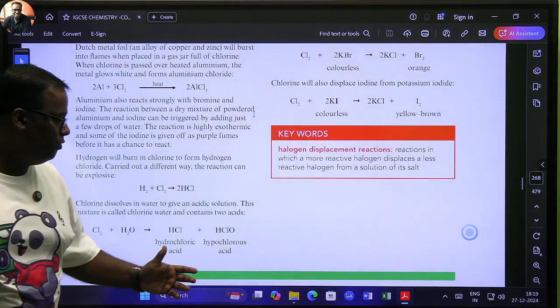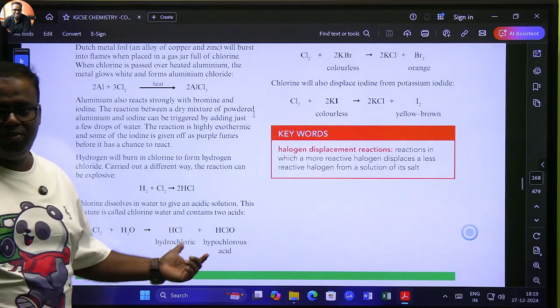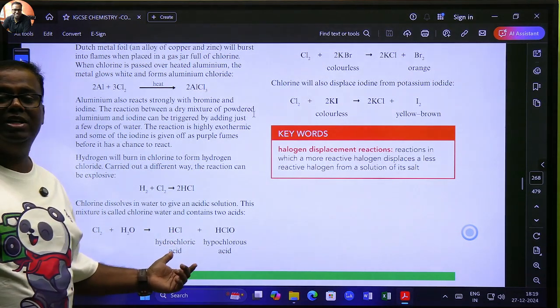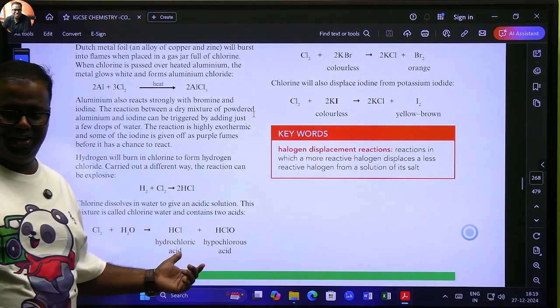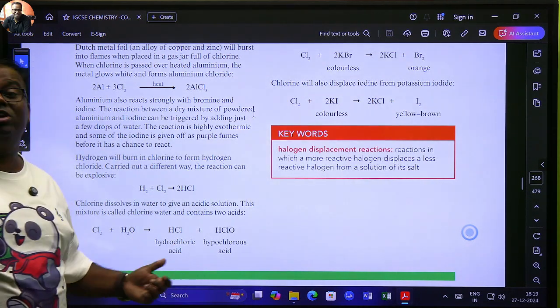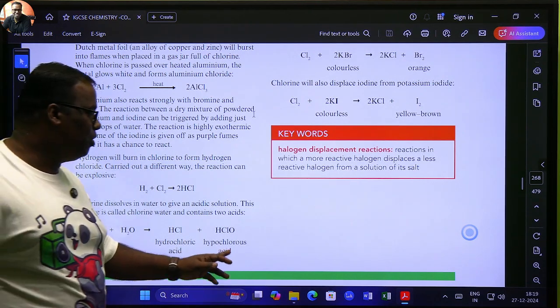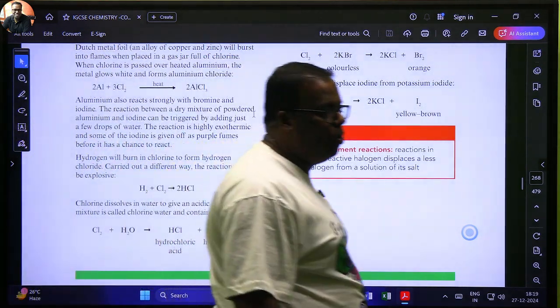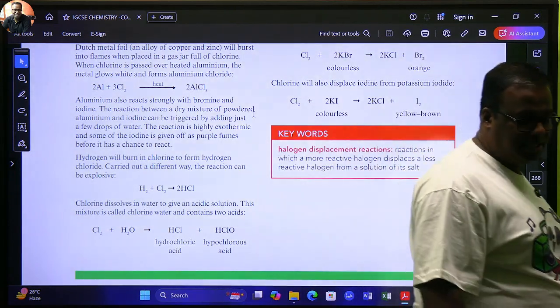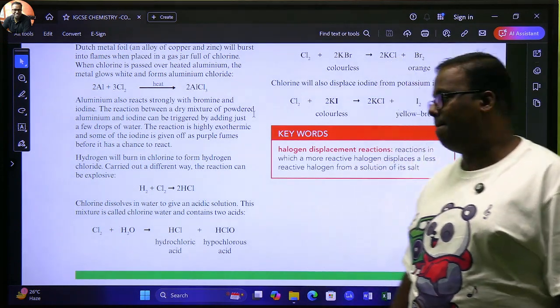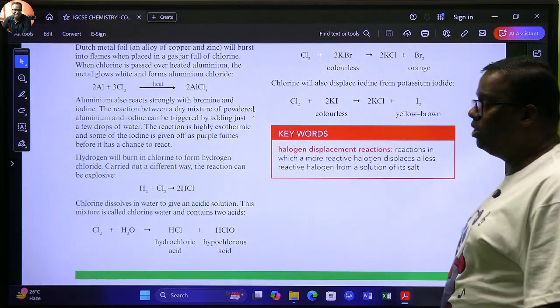You might have one confusion, sir. What is the difference between HCl read as hydrogen chloride and hydrochloric acid? HCl, when it is a gas, is called hydrogen chloride. HCl in the presence of water, aqueous, is known as hydrochloric acid. And this is known as hypochlorous acid, HClO. So chlorine and water is always deadly.